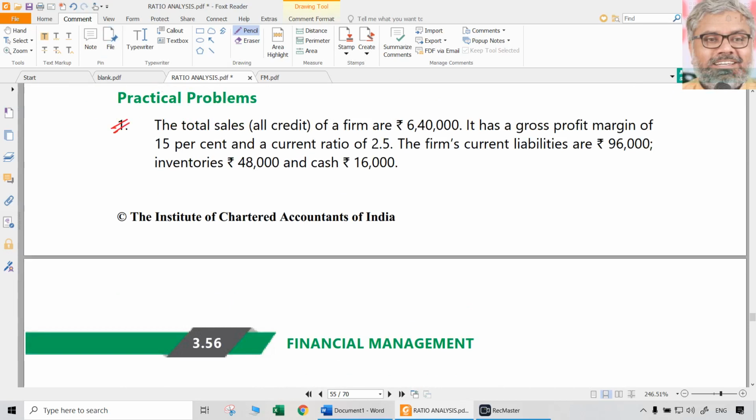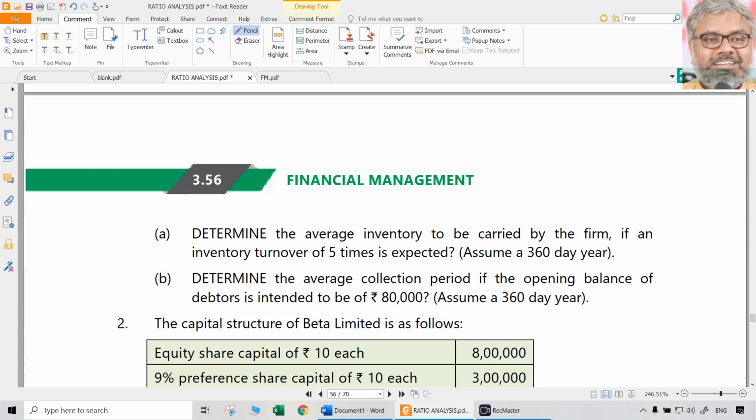Now let us move on to some more questions given at the end of the chapter in the ICA material. The total sales, all credit sales of the firm, are 6 lakhs 40,000. All are credit sales. It has a gross profit margin of 15% and a current ratio of 2.5. Current liabilities are 96,000. Inventories are 48,000. Cash is 16,000. What is required, first point, is to determine the average inventory to be carried by the firm if an inventory turnover of 5 times is expected, assuming 360 days a year.